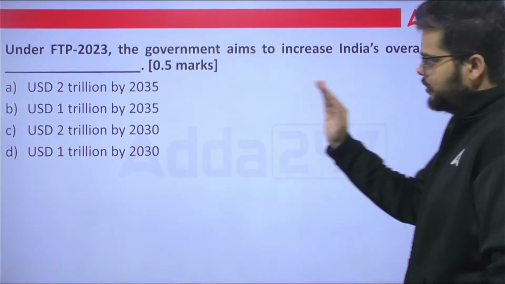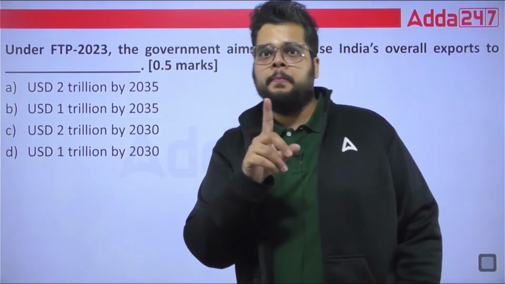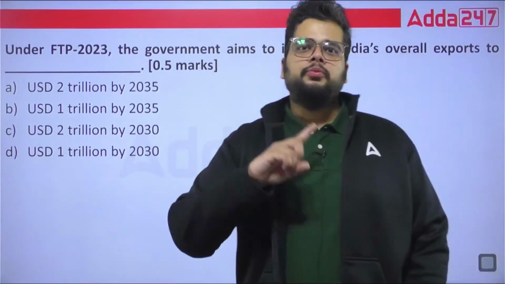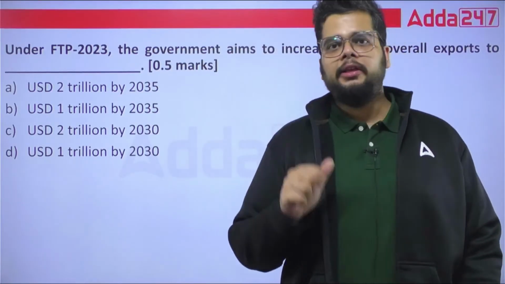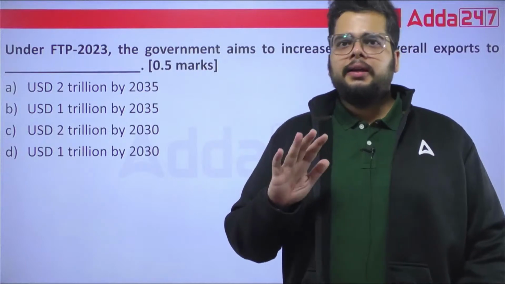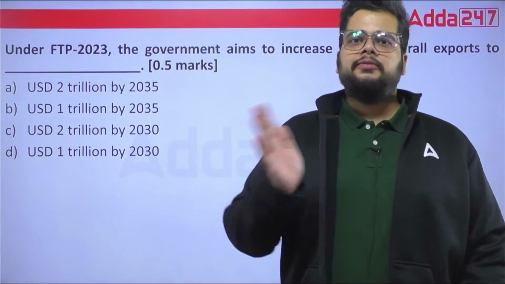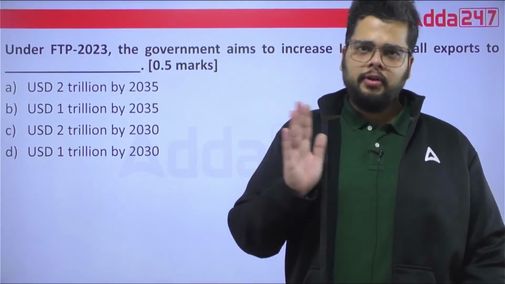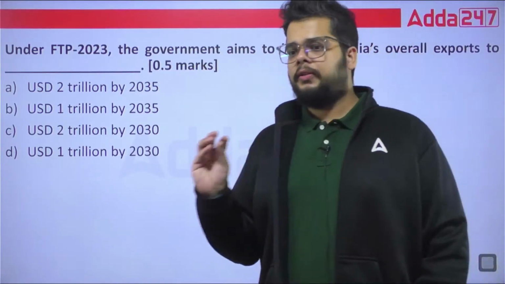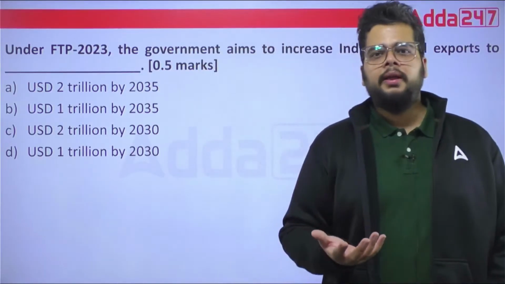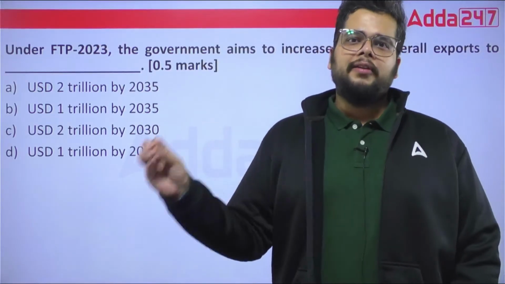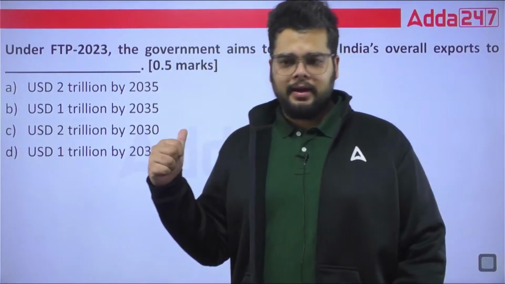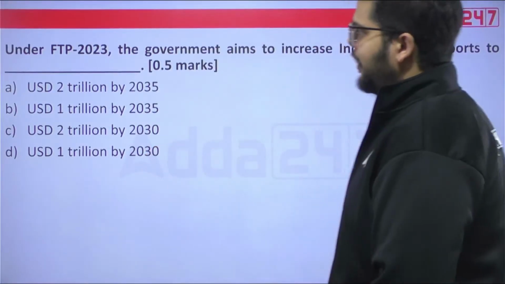Next question, in continuation of FTP 2023 only: under FTP 2023 the government aims to increase India's overall exports to dash. So what is the aim? When we talk about FTP 2015-20, what is the aim there? You should also comment in the comment section, because the question can be asked from either of those policies. The important points of FTP 2015-20 we must know because it is mentioned in the book. And since IIBF has mentioned that the updates till June 2025 will be asked, we must update ourselves with the FTP 2023 as well.